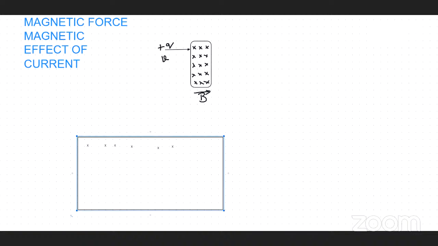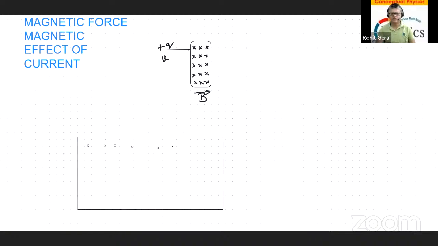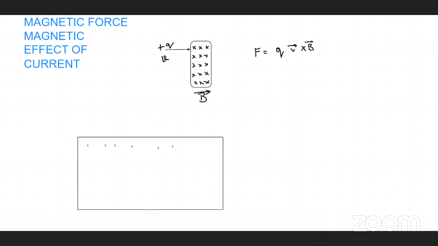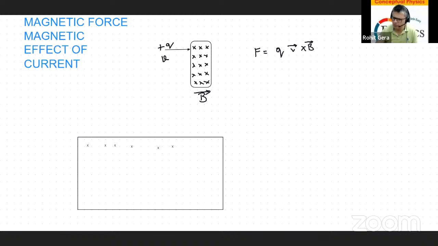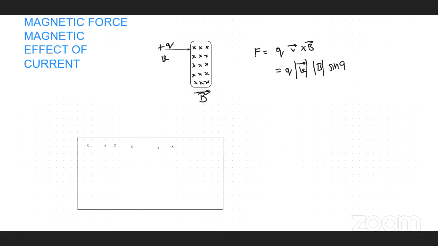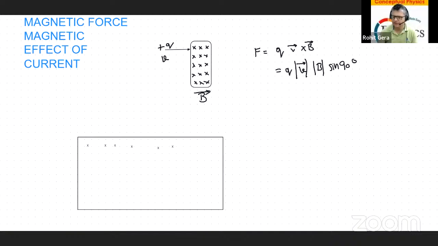See, whenever the charge enters a uniform magnetic field in a perpendicular direction, the force is given by q v cross B. So here it is q v B sine of 90, right? So which means the velocity, for example, in a 3D axis, V cross B, so velocity is in this direction, B is inward, right?